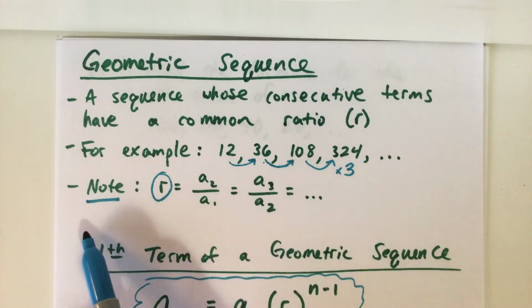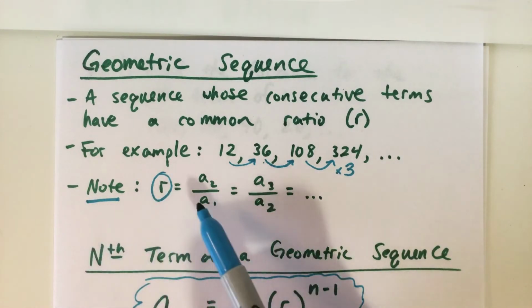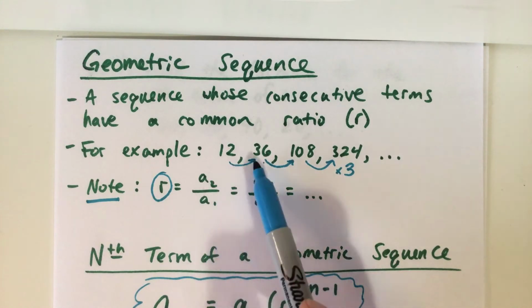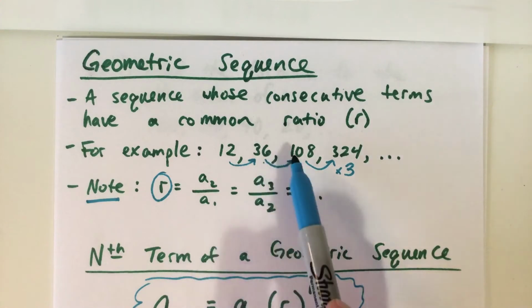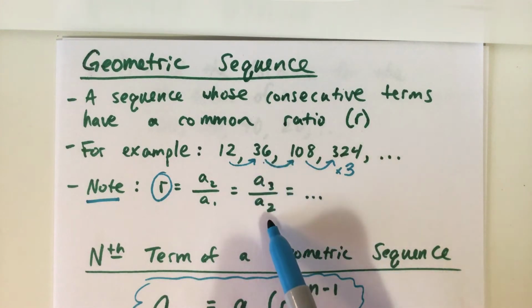A quick way to check that common ratio is to divide consecutive terms. If you take that second term divided by the first term, you get 3. If you take the third term divided by the second term, you also get 3.